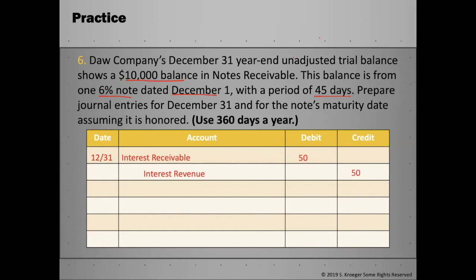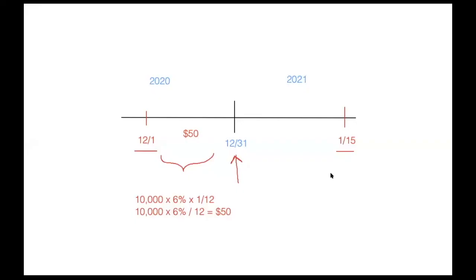Now I'll try to figure out what the next entry would be. We have to calculate what the interest would be now in this time period, and then we're going to add it to the last time period plus the principal to figure out our cash amount. From December 31st to January 15th, it's only half a month, 15 days. If $50 was the amount for a full month, then how much interest would we earn for half a month? It would be $25.